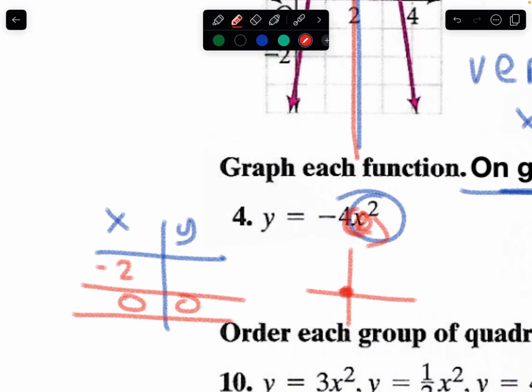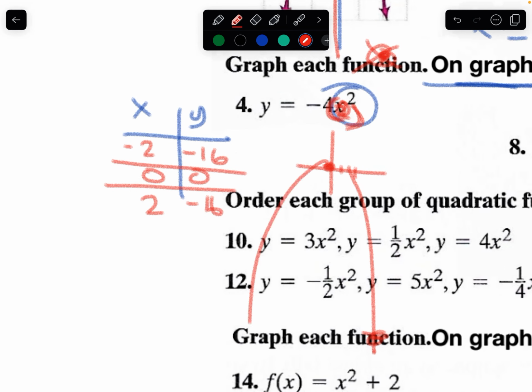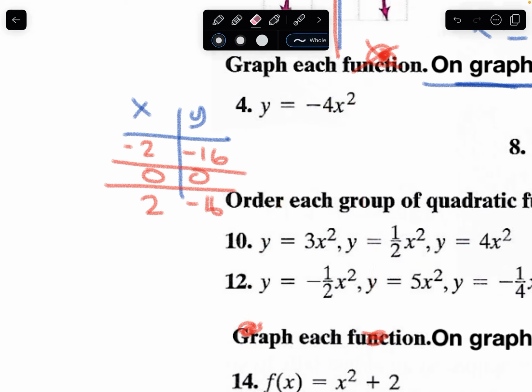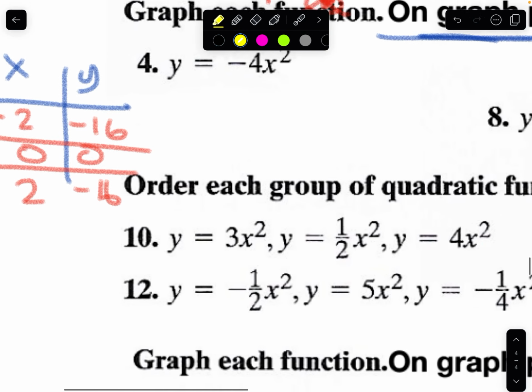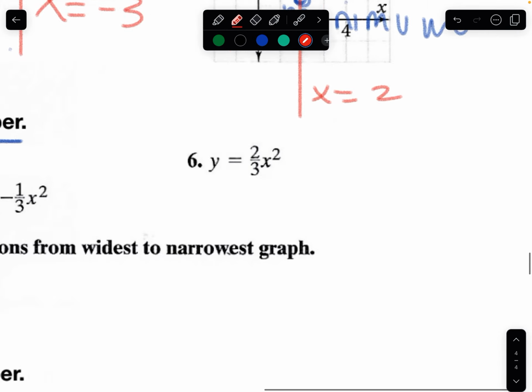-2, -2 squared is 4. That's -16. So 1, 2, all the way up to 16, somewhere on your graph paper, okay? And then a +2 will get you the same result, -16 also. Oh, no, actually, wrong spot. Negative is all the way down somewhere there. All the way down at -2, +2, all the way down there, okay? This is wrong. It should be going down like that. Makes sense because that's a negative. Very narrow graph.